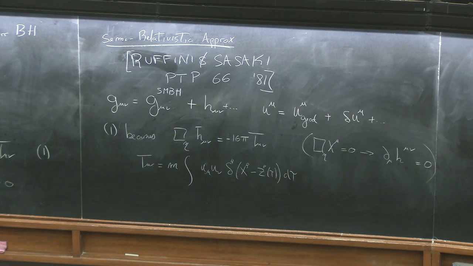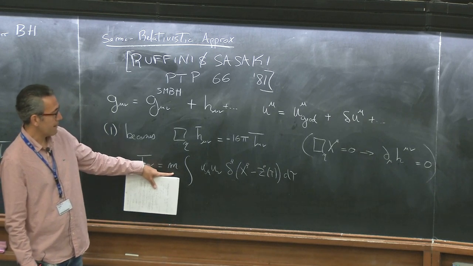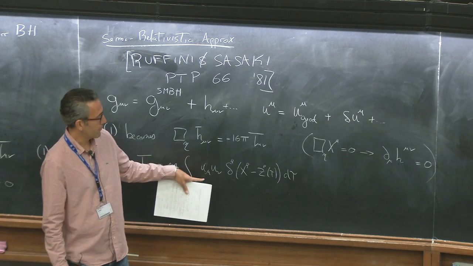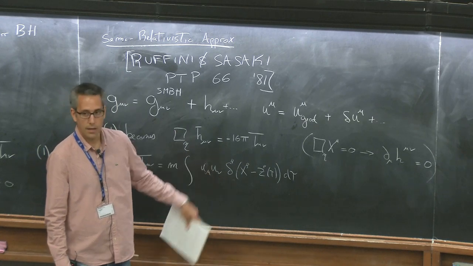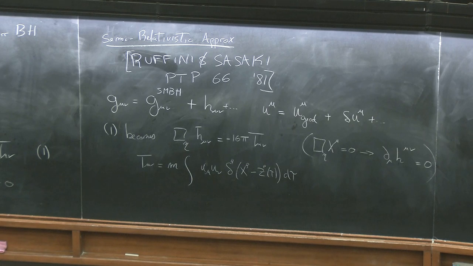So the matter field is that of a test particle that has a mass m, and it's in motion with some four velocity like so, that is localized as a distribution. A what? Flux of matter. Sure, let's give it that name. We call it a test particle in physics.